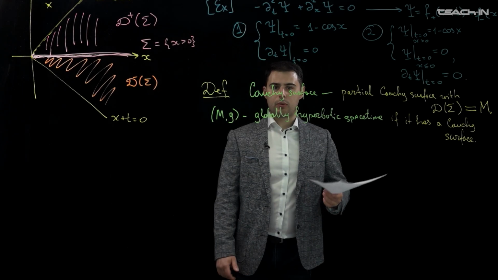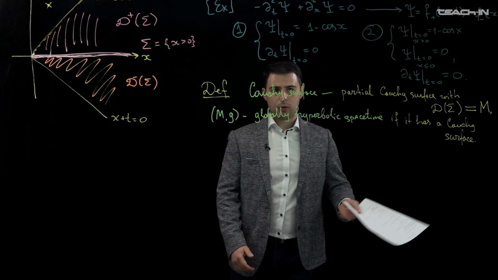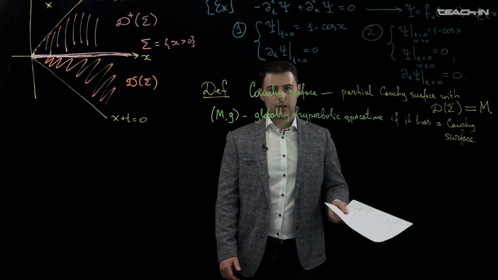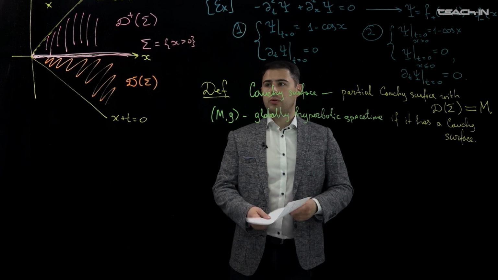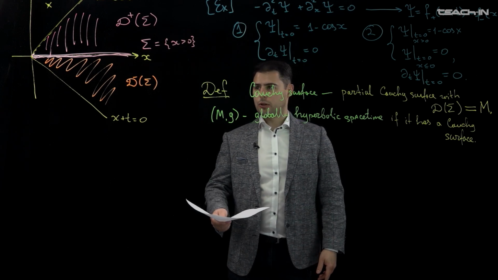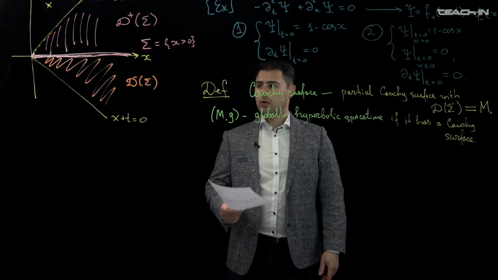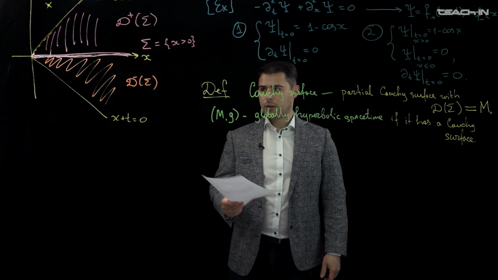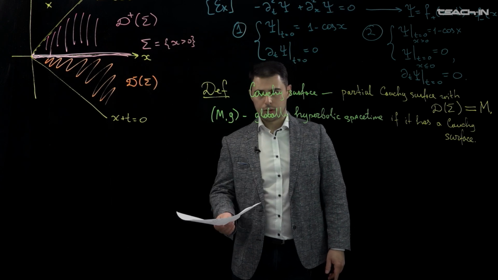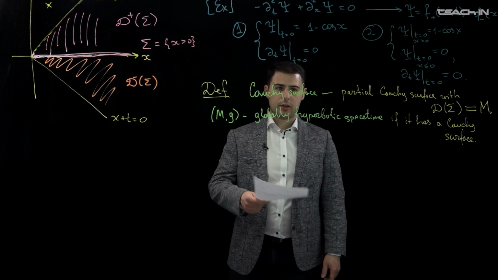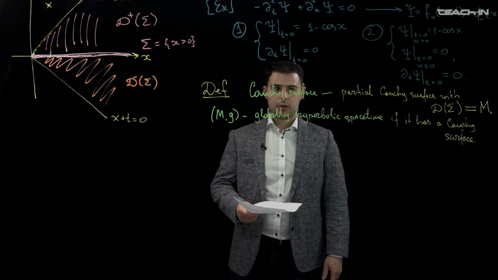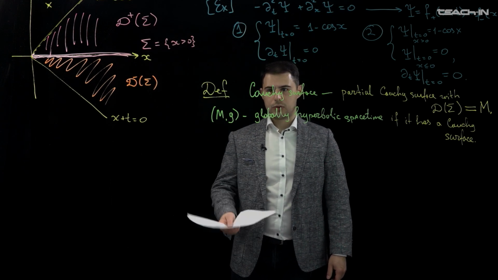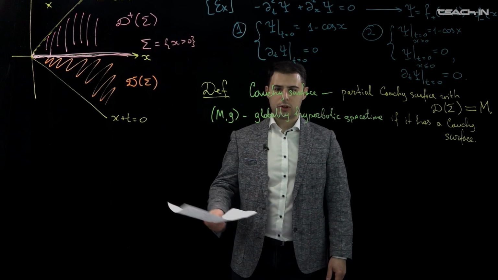So in this case, for any partial Cauchy surface, we can have causal curves that either start or end at the origin. And in this case, they will not intersect the partial Cauchy surface, which means that no full Cauchy surface exists.